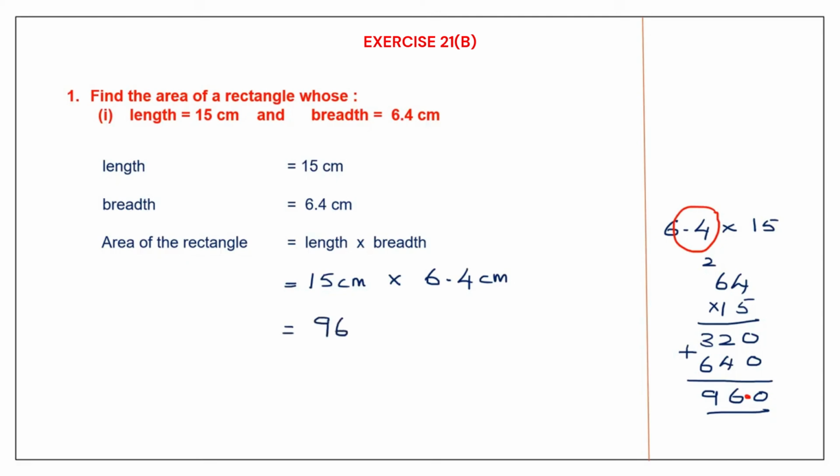96.0 or simply 96. Now area of the rectangle will be in square units. So since it is centimeter, here it will be centimeter square. So the area of this rectangle is 96 centimeter square.